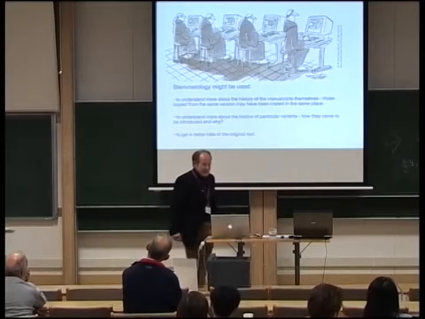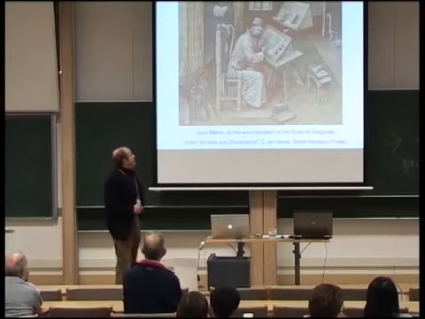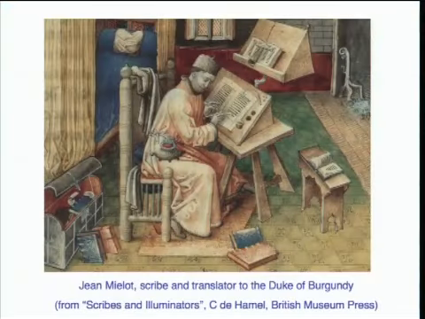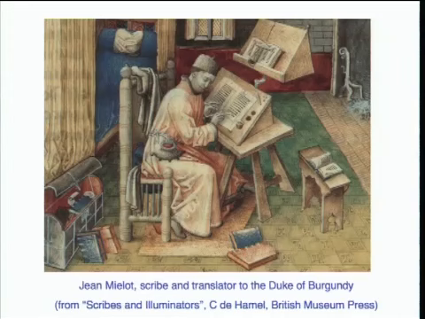So I think you can see, if we look at this picture of a scribe, one often has this image of scribes as being monks working in a monastery, but actually that's very often far from the case. Many scribes are actually civil servants. So this is a very nice picture of Jean Miélot, who was a high-ranking civil servant under the Duke of Burgundy, and you can see he's copying his text up here and making a copy down there.